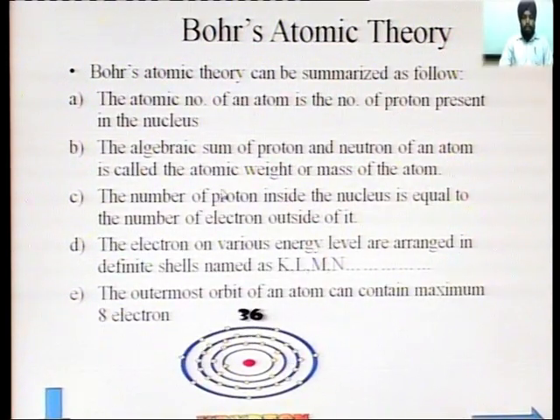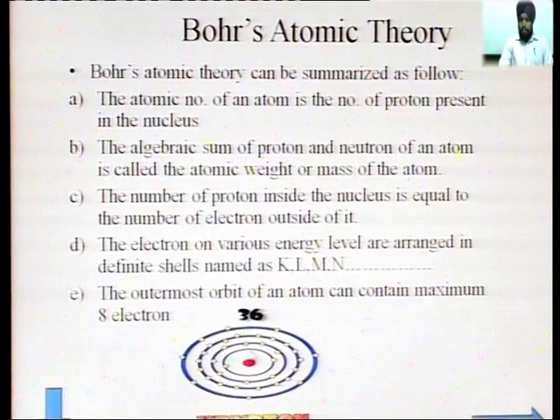This theory we can summarize as follows. First, the atomic number of an atom is the number of protons present in the nucleus. The atomic number of krypton is 36. So, the number of protons in the nucleus will be 36, and the number of electrons equals the number of protons. So, 36 is the number of protons and 36 is the number of electrons. If you count these electrons, then that will come out to be 36.